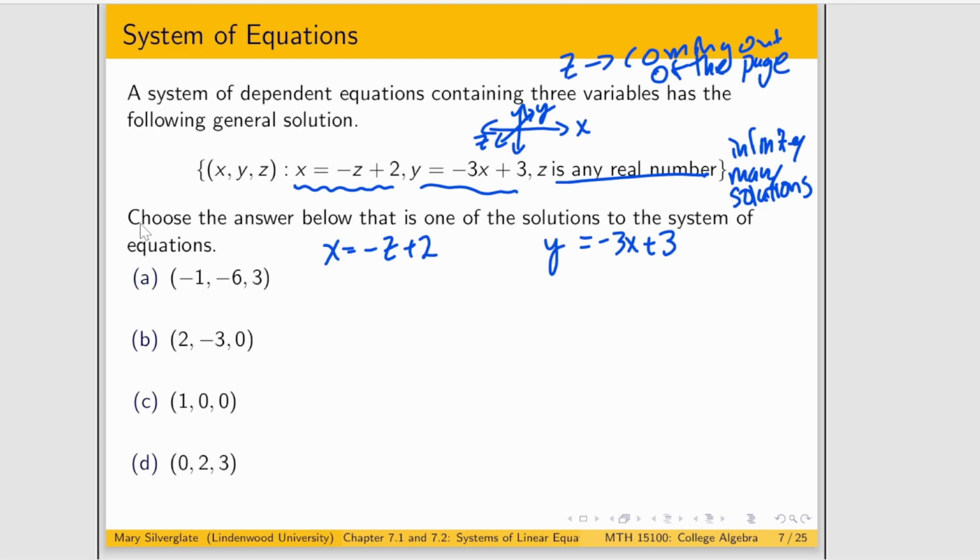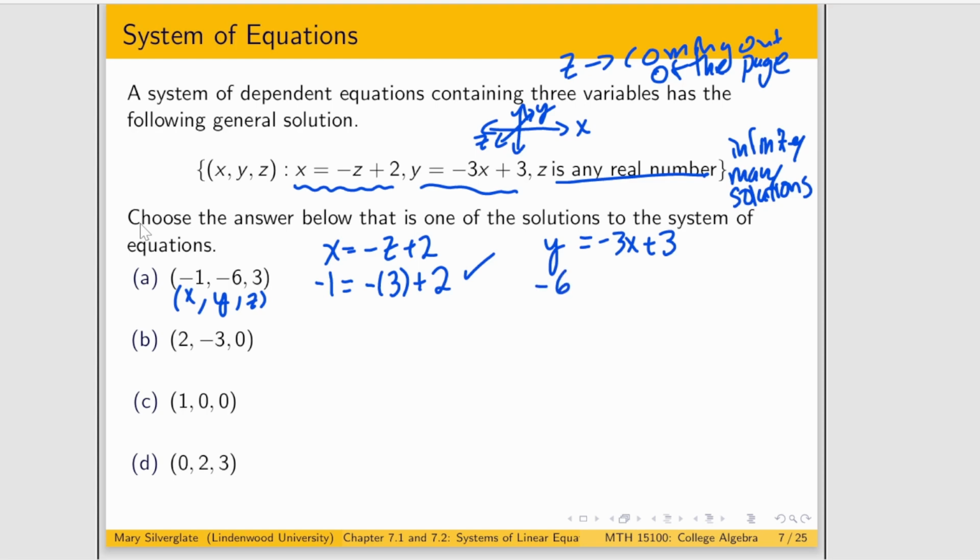All of these points are listed x, y, z. So in this first point, negative 1 is our x, 6 is our y, and 3 is our z. We're going to plug in negative 1 for x, plug in 3 for z, and for the first equation there is no y term. We check if negative 1 is equal to negative 3 plus 2. It is. It works for the first equation, but remember for a system it has to work for all the equations in the system. So let's check the second one.